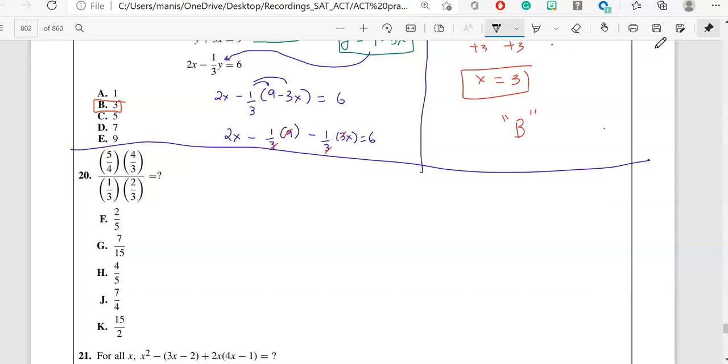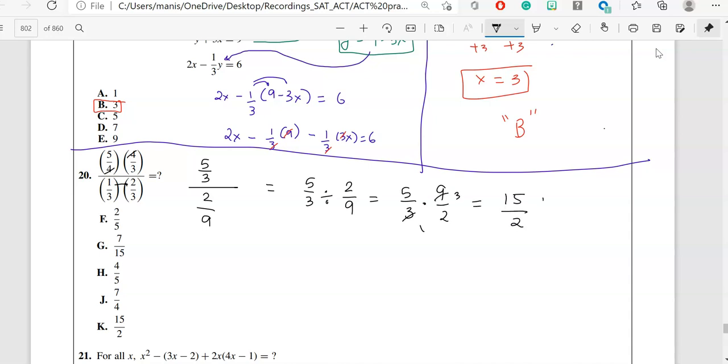Sometimes some of the questions are a little bit difficult for us. Now what happens over here is you can cancel this with this. So I will be having 5 over 3 in the numerator divided by 1 times 2 is 2 and 3 times 3 is 9. Now I am dividing two fractions. You know how we divide two fractions: you change this to a multiplication sign and you multiply by the reciprocal of this. So 3 times 1 is 3, 3 times 3 is 9. So your answer is 15 over 2.